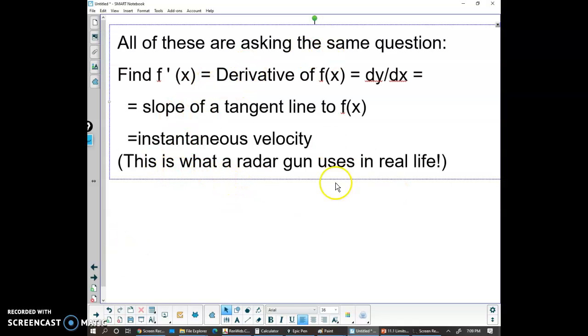A good application of instantaneous velocity is what a radar gun uses in real life. So the radar gun actually computes derivatives. At least, so Google told me. All right, kind of neat.